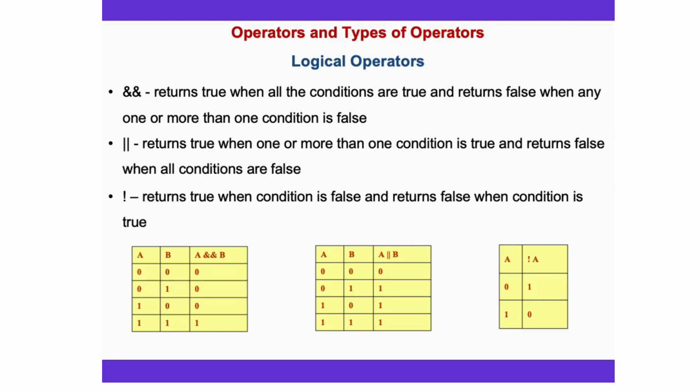Next, the OR operation. The OR operation returns true when one or more conditions are true, and returns false when all conditions are false. And NOT returns true when the condition is false and returns false when the condition is true. Listen here: if the value of a is 0, then NOT produces 1. If the value of a is 1, then it produces 0.